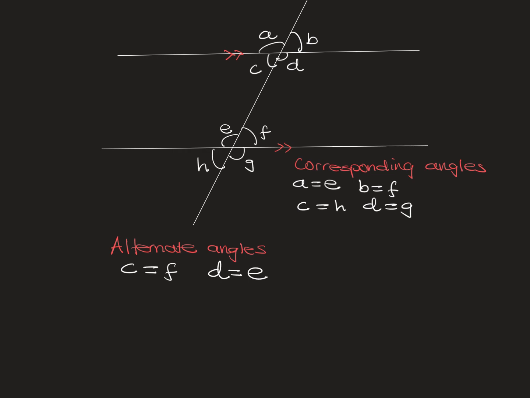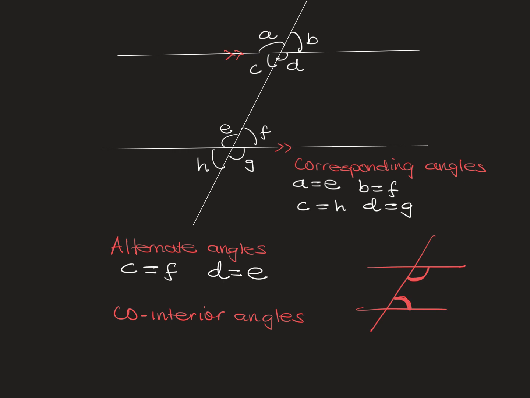So we will now discuss co-interior angles. For co-interior angles, if you have two parallel lines, the two angles that are facing each other must add up to 180 degrees. That is the theorem for co-interior angles.